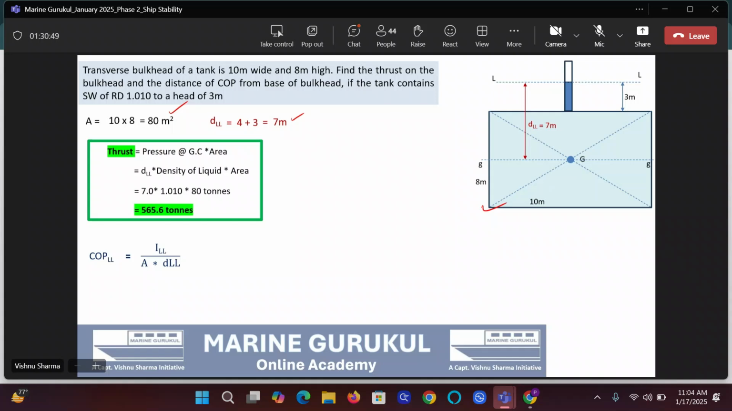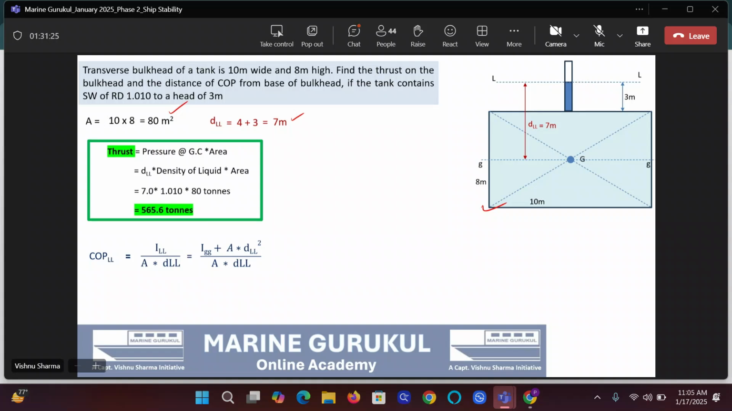Now if I have to apply the theorem of parallel axis to get I LL, what will the numerator become? I LL is equal to, with reference to the diagram, I gg plus A into D LL square. Correct, sir? Am I right? Will it become like this, guys? Yes or no?